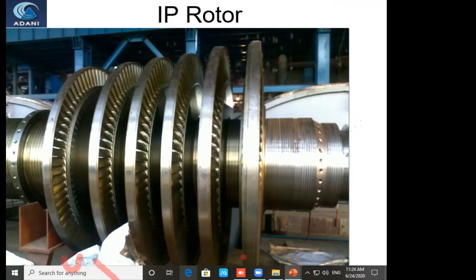IP rotor. IP rotor means steam is coming from the left side and expanded in the other side.